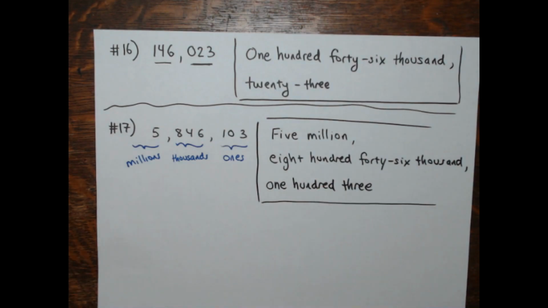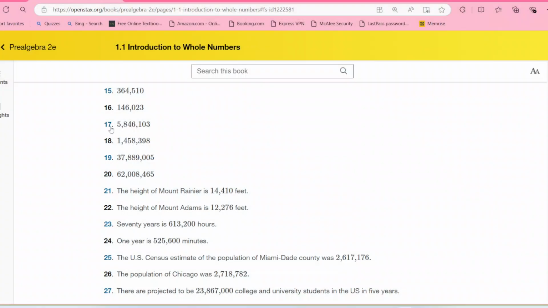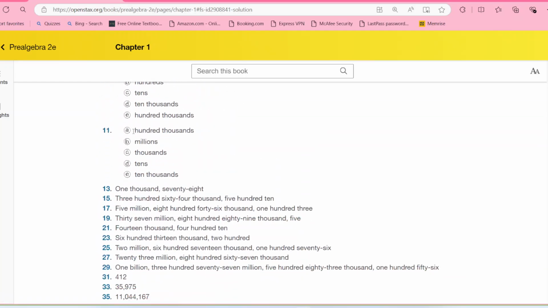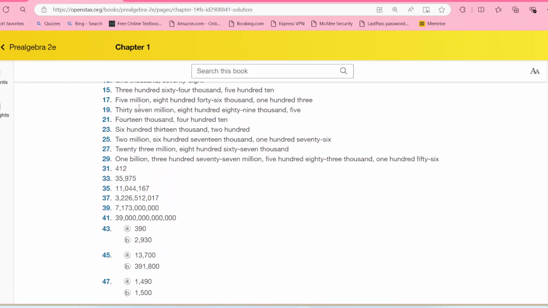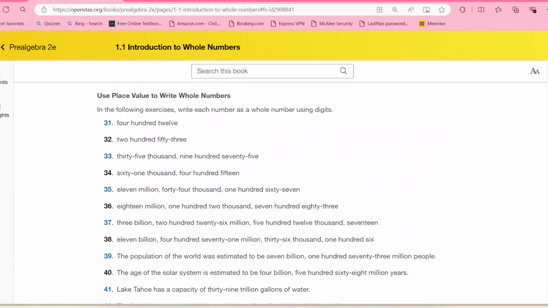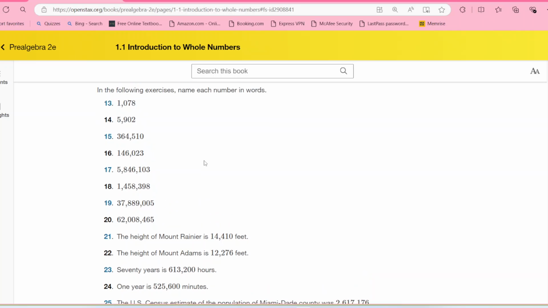And again, never hurts to check your work, and may as well since it's an odd numbered problem. Click on 17 here. 5,846,103. Exactly what I had written. Beautiful. Take me right back. Go back up. We were at 17. All right.